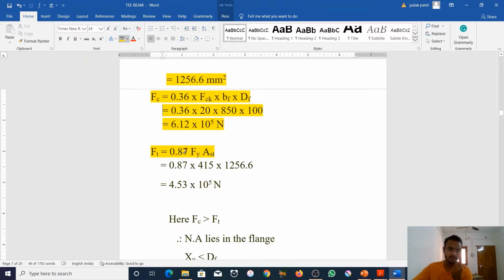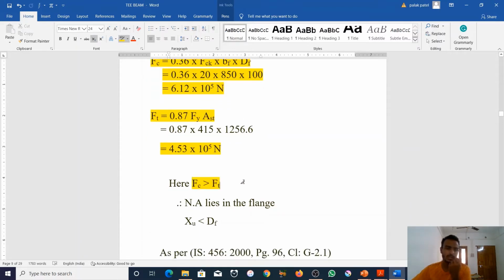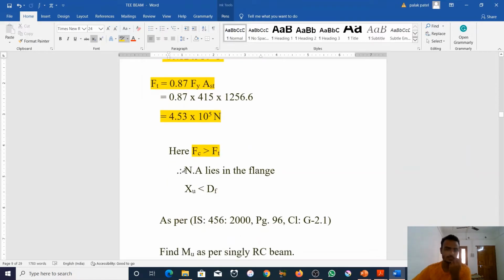After that FT is 0.87 FY AST, 0.87 FY is 415, AST is 1256.6, which is given in the example, 4 numbers of bar of 20 mm diameter, area of steel in the tension zone. Then after the calculation, we got the value 453 into 10 raised to 5 Newton. Whichever is more, FC is more than FT. Force of compression is more. So when the compression force is more, then the neutral axis lies in the flange.